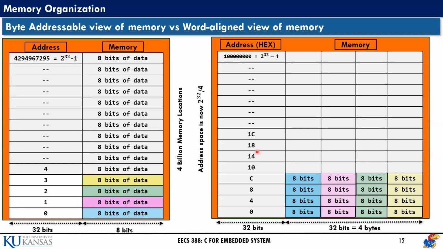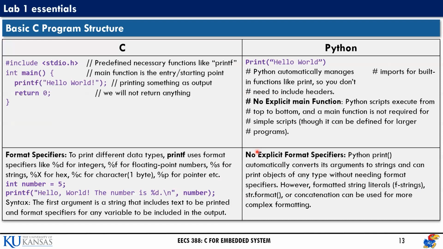Now, as we are familiar with the memory organization and the difference between the register and the memory, we can go forward with our lab essentials. In the first lab, we have to practice some C programs, and we have to know how a C program works. So lab 1 essentials is all about basic C programming. At the very beginning, I'm going to talk about the C program structure.